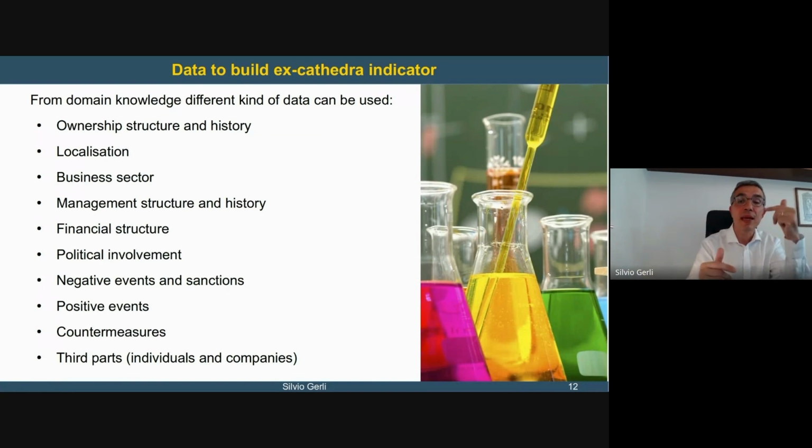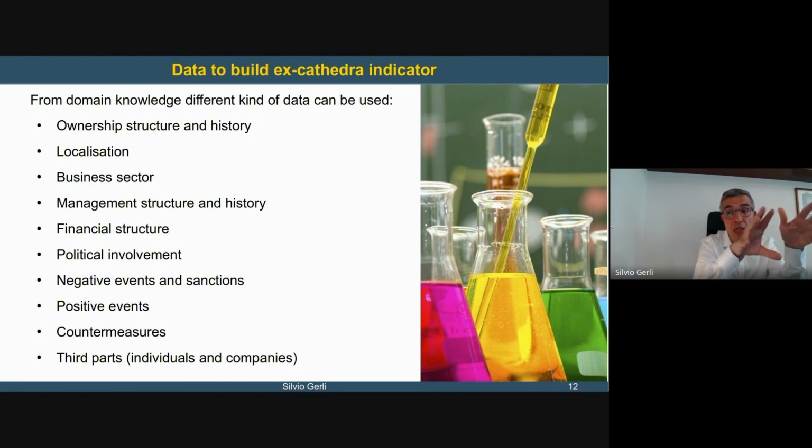data that we can imagine can be used to create an evaluation of risk. For instance, let's go deeper into the possibilities. For instance, ownership structure and history. We have this information easily. We can detect, for instance, anomalous complexity of the ownership structure. So there is something strange.